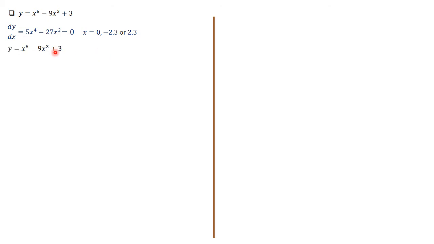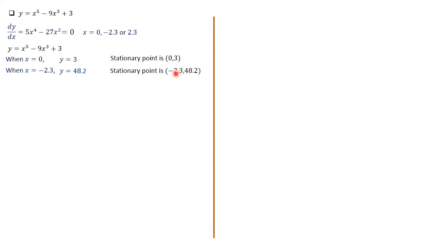Now, turning to the question, this is the question that we're given. And these are the points where we have turning points. We want to get their y-axis counterparts. So we replace x with 0. Putting x to be 0 in this equation, you get y is 3. Therefore, there's a stationary point at 0, 3. That's a turning point. The next thing, when x is negative 2.3, put that value in the equation that we were given there, you get y is 48.2. Therefore, the stationary point at negative 2.3, 48.2.